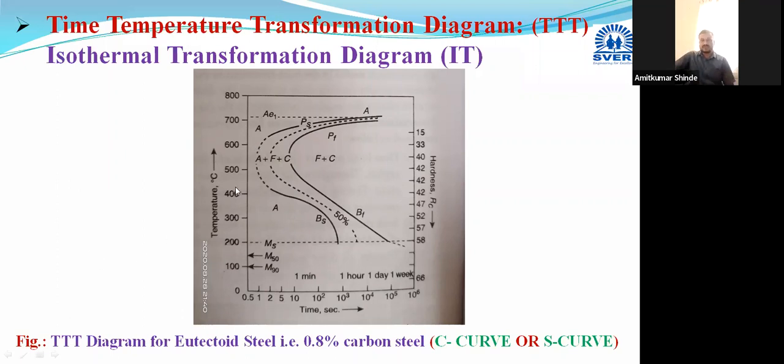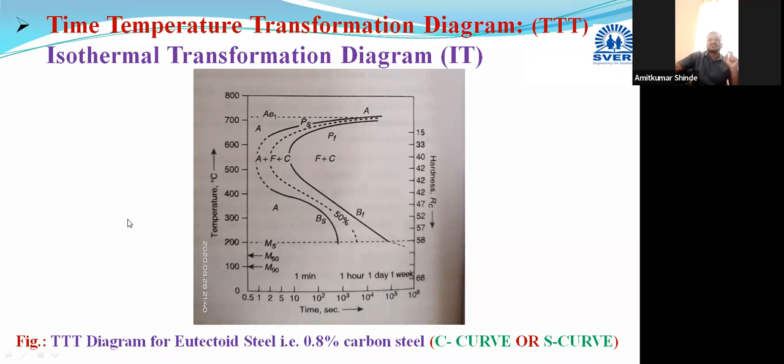Okay, now initially this is the time temperature transformation diagram. From this diagram we will get information related to the phases, or which transformation is occurring under the given temperature and time condition, and depending on this, we can decide the suitable cooling rate to get the desired properties in our required product.